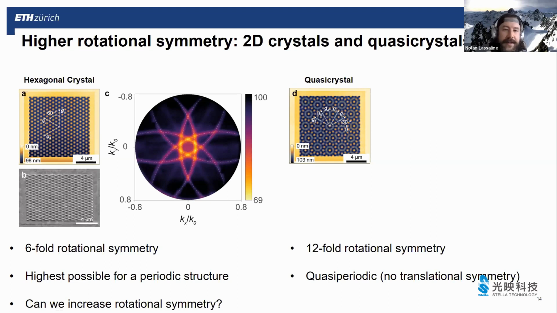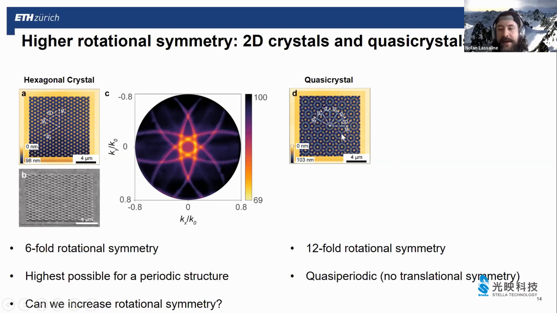But what's really interesting is that when you do this beyond the six-fold rotational symmetry case, you actually end up with something, if infinitely extended, that's called a quasi-crystal. And these quasi-crystals are said to be quasi-periodic. What this means is that they don't have translational symmetry. So if you try to move this structure in any particular direction, it will not look the same as it did before the translation. But it has this really high rotational symmetry.